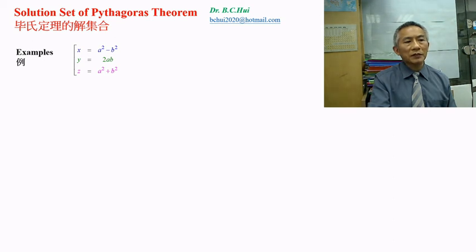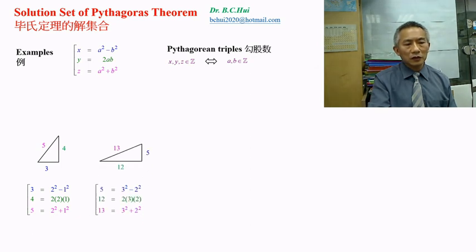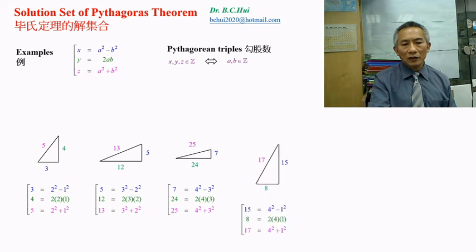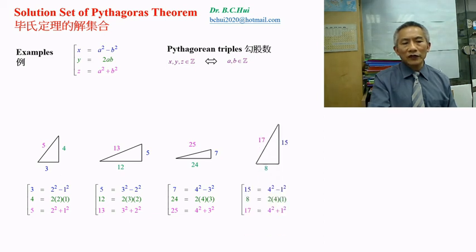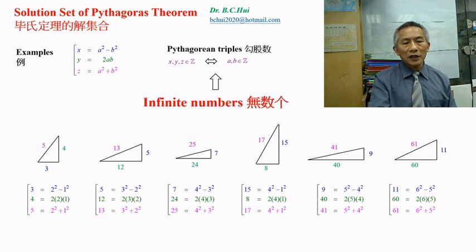Now here are some examples. We could have x equals 3, y equals 4, z equals 5. Or maybe 5, 12, and 13, 7, 24, and 25, 8, 15, and 17, 9, 40, and 41, 11, 60, and 61, and so on. And there are indeed an infinite number of Pythagorean triples.